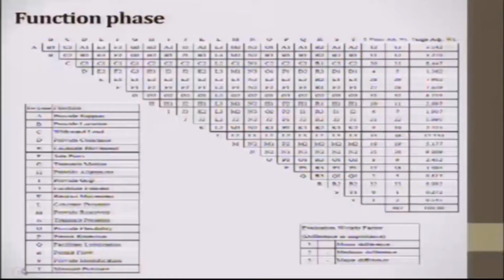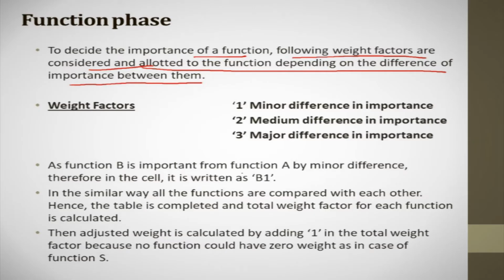Then what we do, we make this numerical evaluation chart here. How do we do that? I will just let you know. To decide the importance of a function, the following weight factors are considered and allotted to the function depending on the difference of importance between them. What is happening here? We have given these weight factors 1, 2 and 3 for minor, medium and major difference in the importance of function.